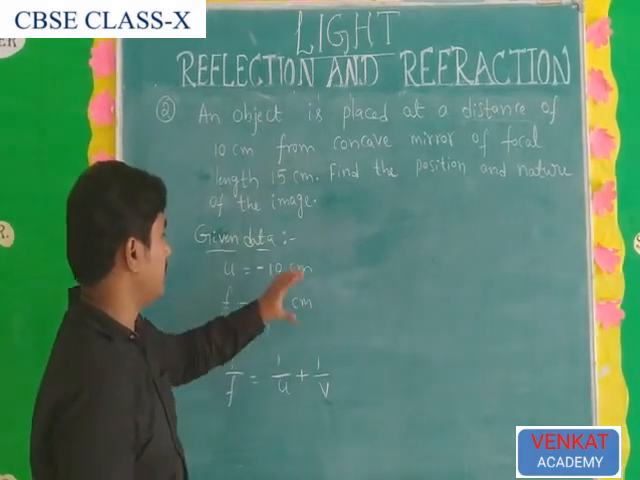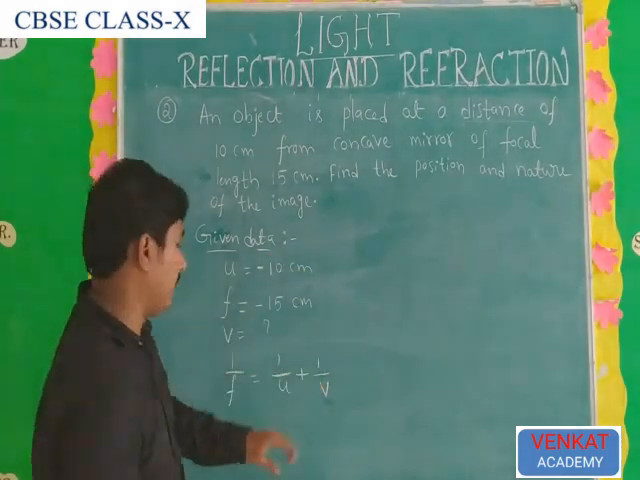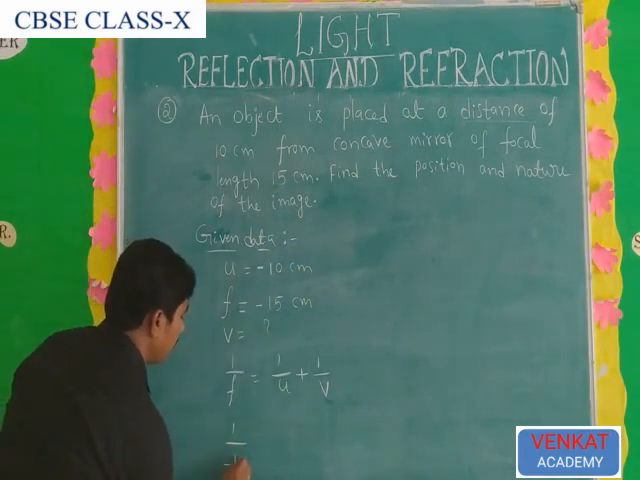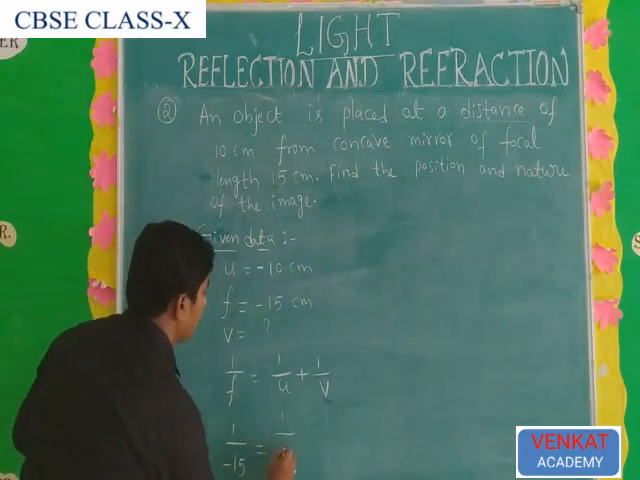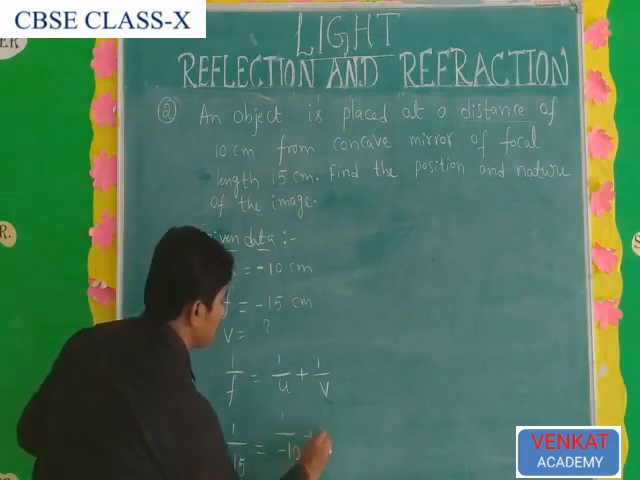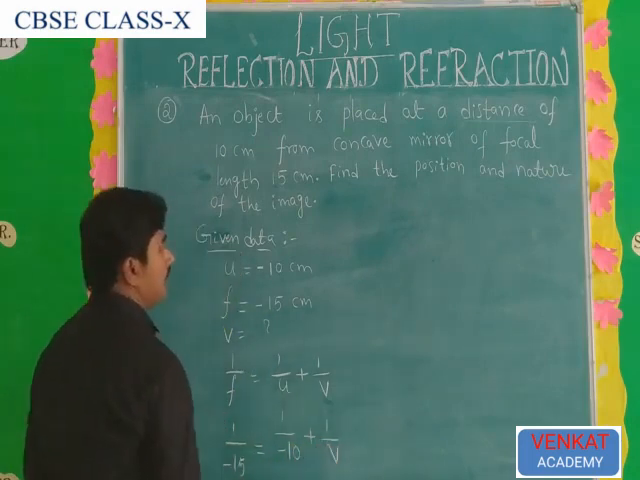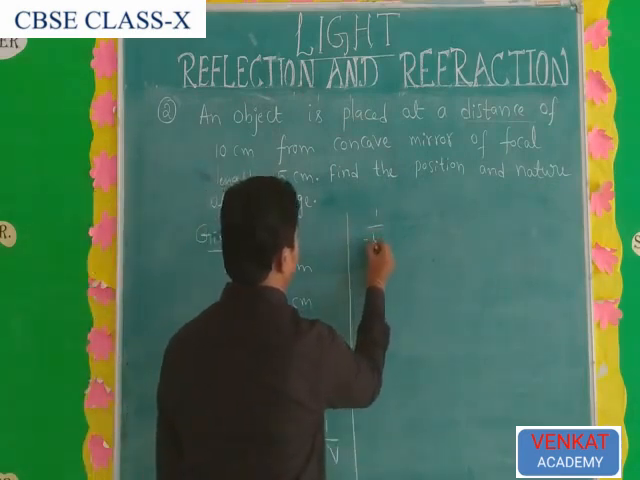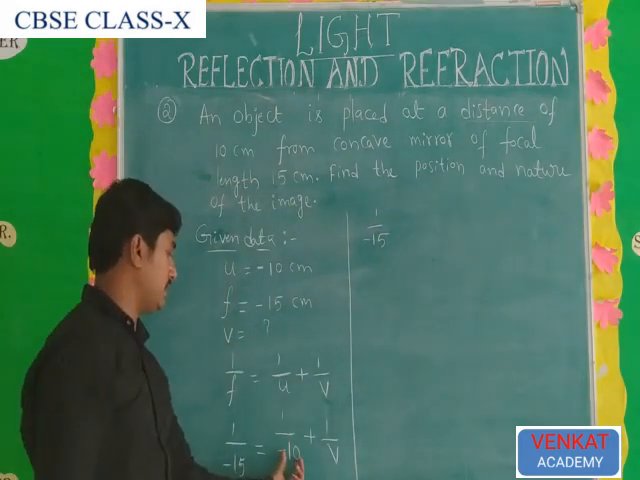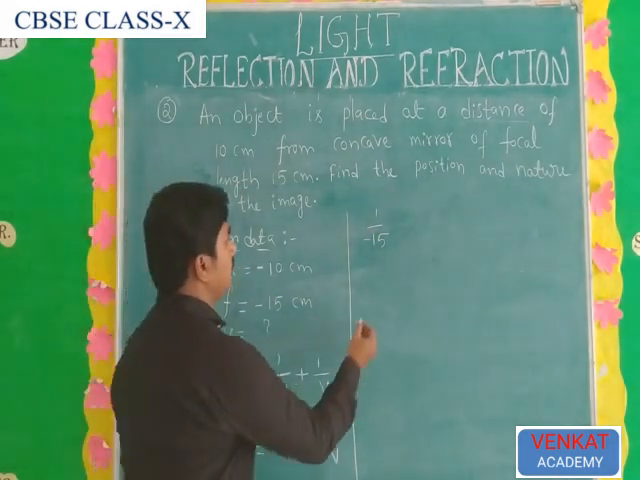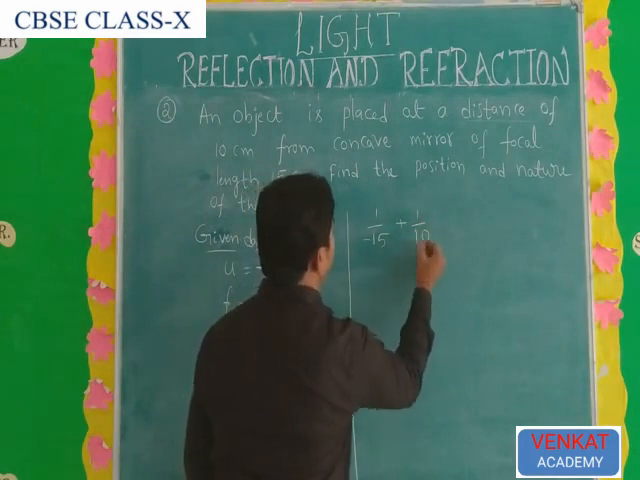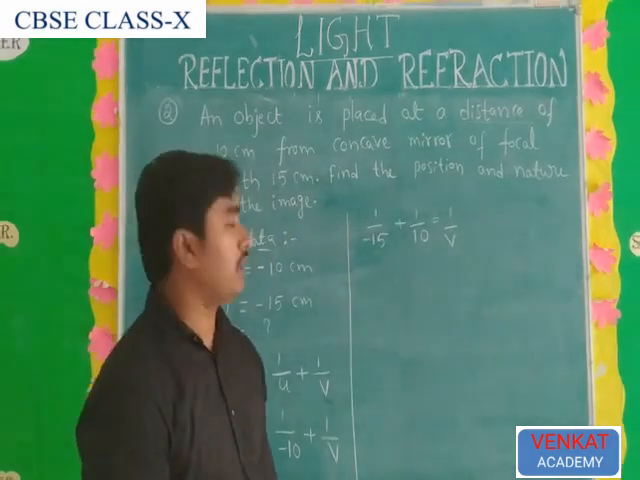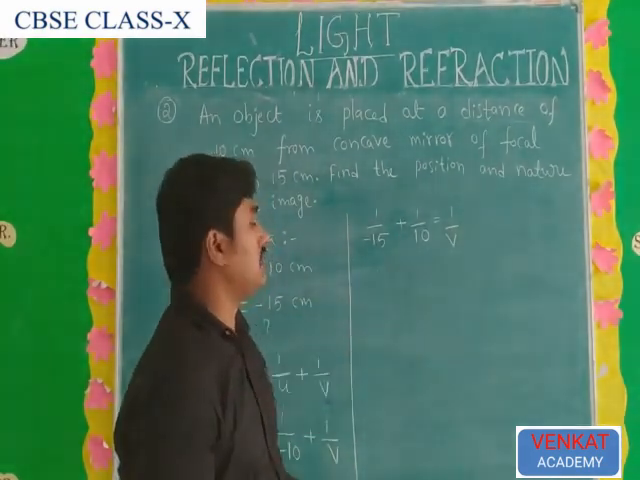From this formula, first you have to substitute these values in the formula. So what is the 1 by f value? 1 by minus 15 is equal to 1 by minus 10 plus 1 by v. Now 1 by minus 10 is sent to the other side. What happened? Plus 1 by 10 is equal to 1 by v.